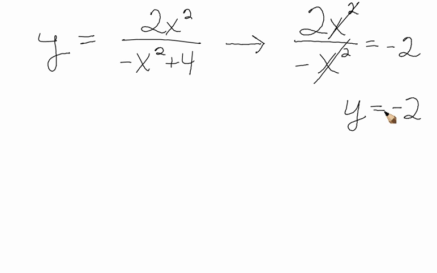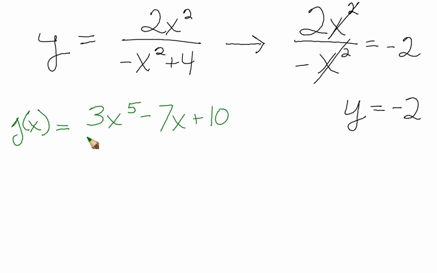So let's look at another example. Let's say we have a function, let me grab a different color here, g of x equals, let's say, 3x to the 5th minus 7x plus 10 over, let's say, 7x to the 5th plus 9x squared.